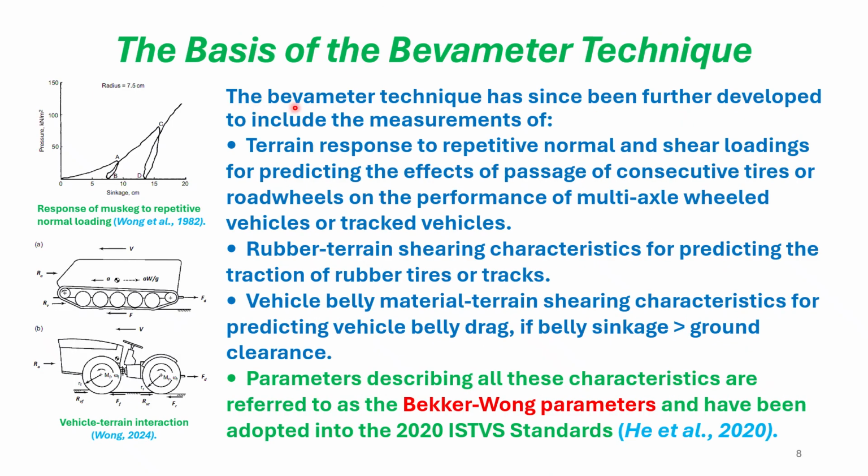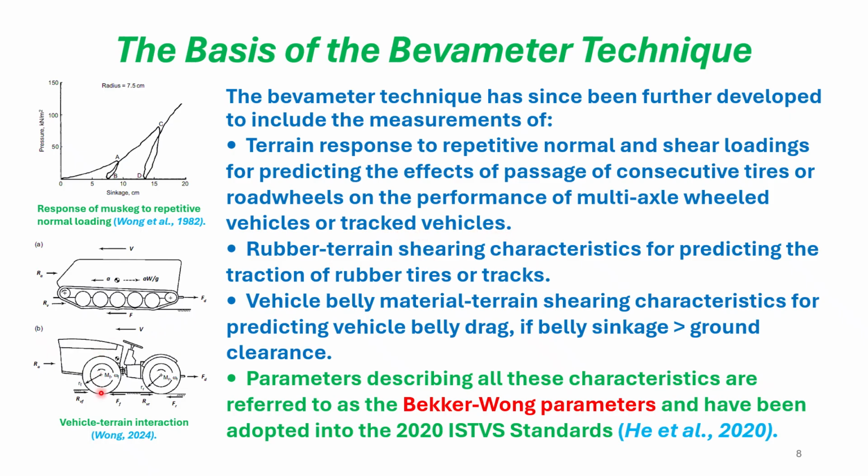The Bevameter technique has since been further developed to include the following three measurements. First, terrain response to repetitive, normal, and shear loadings for predicting the effects of passage of consecutive tires or road wheels on the performance of multi-axle wheel vehicles or truck vehicles.